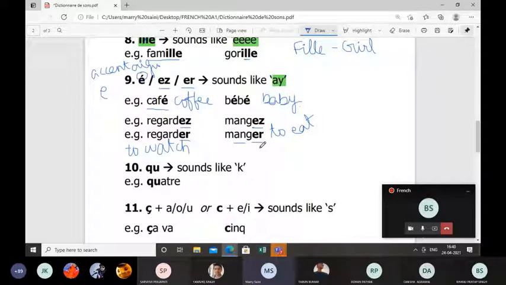These are verbs. When we learn how to conjugate the verbs, at that time you will be able to learn the difference between these two. But since you are asking, I will tell you. Whenever the verb is ending with er, this is the full verb, like to watch, to eat: manger, regarder. But when the verb is ending with ez, this is the conjugation. It means we have changed this verb into a tense and with a subject pronoun.